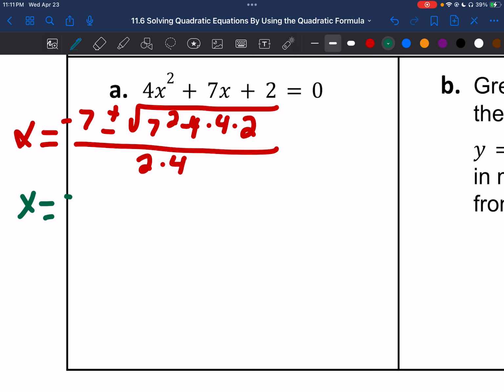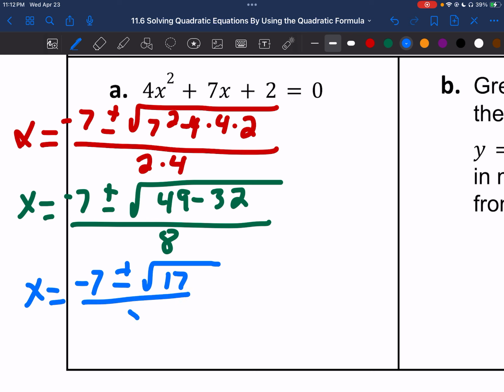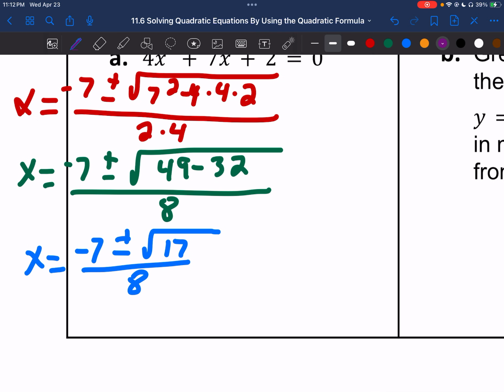So we have negative 7 plus or minus the square root of, we've got 49 minus 32, and that is all over 8. Negative 7 plus or minus the square root of 49 minus 32, which is 17, over 8. So this is where normally we would take the square root and split it. We're going to split it now, in a positive and a negative direction.